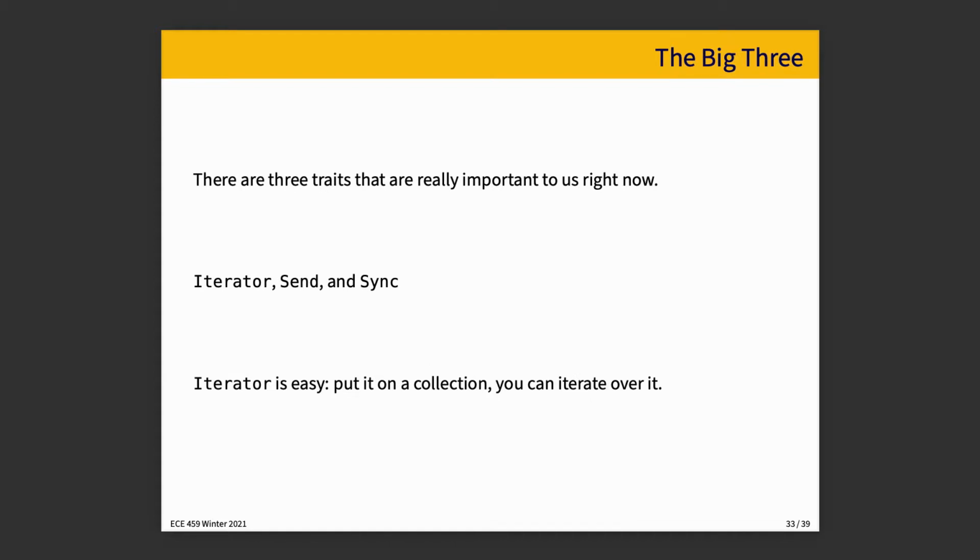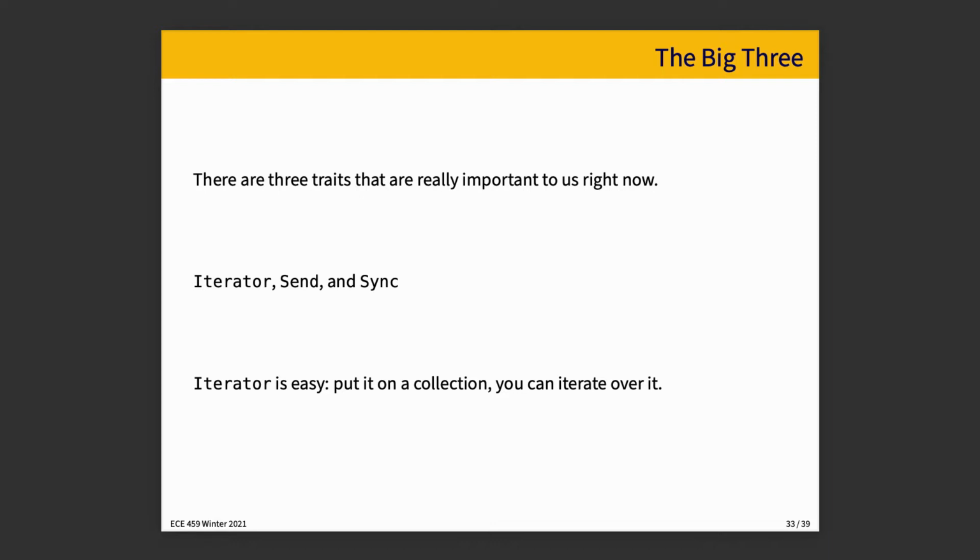There are 3 traits that are actually important to us right now that we are interested in spending some time on. And they are iterator, send, and sync. Iterator is the easiest one to explain. You put it on a collection, and it allows you to iterate over that collection. So you have a list, you have a set, something like that.